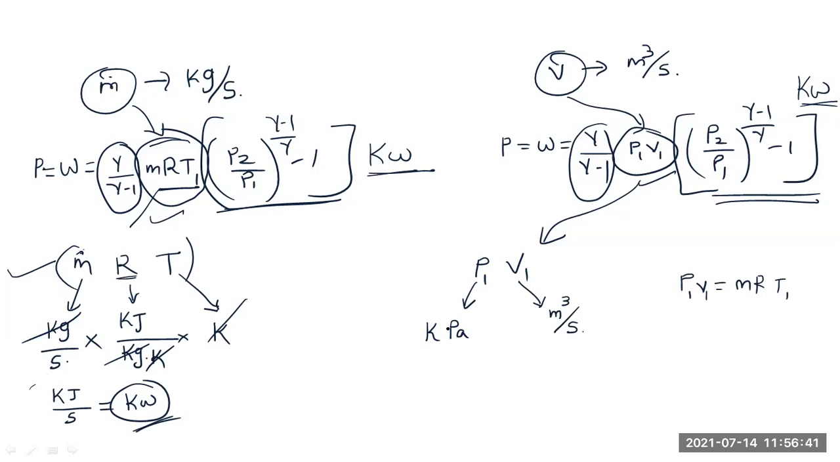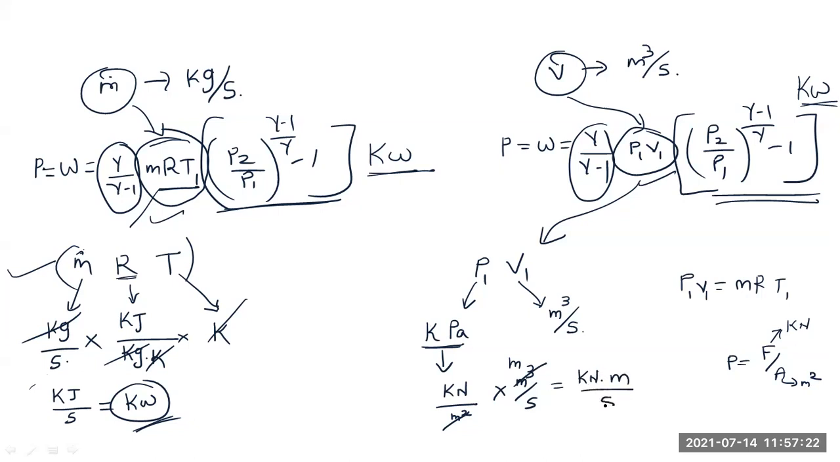Okay, now what is this kilopascal? What is pressure? Pressure is nothing but force upon area. What is this force? Force is kilonewton. What is this area? Area is meter square. So in place of kilopascal, I can write kilonewton per meter square into this volume is meter cube per second. Okay, so here meter square, meter cube will get cancelled, we will get meter. So what we have got in total? We have got kilonewton into meter per second.